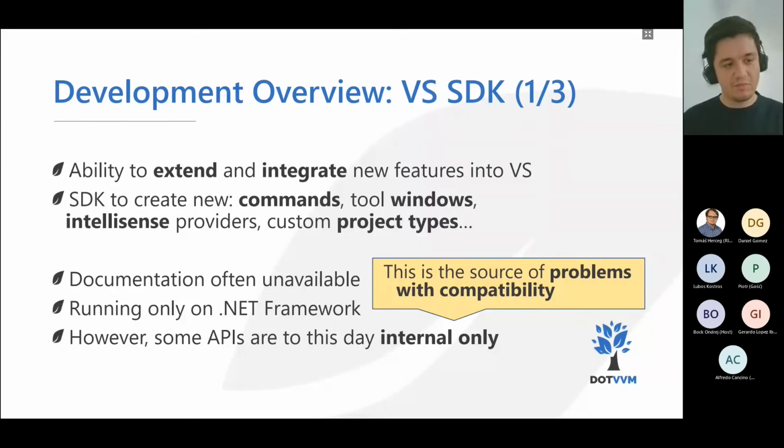However, what makes development of Visual Studio extensions hard is the fact that the documentation of their APIs is often unavailable. Visual Studio is running on .NET Framework, so Visual Studio extensions also have to target .NET Framework, and some of their API is internal only, or not strictly internal, but let's say subject to change at almost any time. And this is the source of problems with compatibility. And we need to use this API at some point.